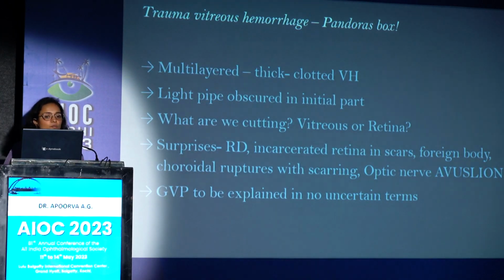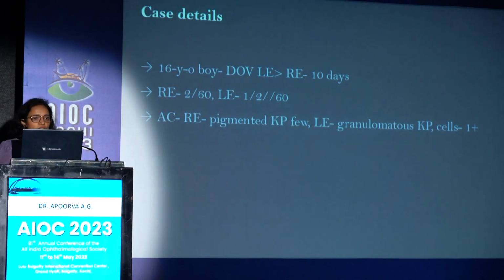So the visual prognosis has to be explained to the patients in no uncertain terms. In a trauma, it is a Pandora's box. You can have anything. So this is my next case. We'll come to the non-traumatic vitreous hemorrhages in young people.